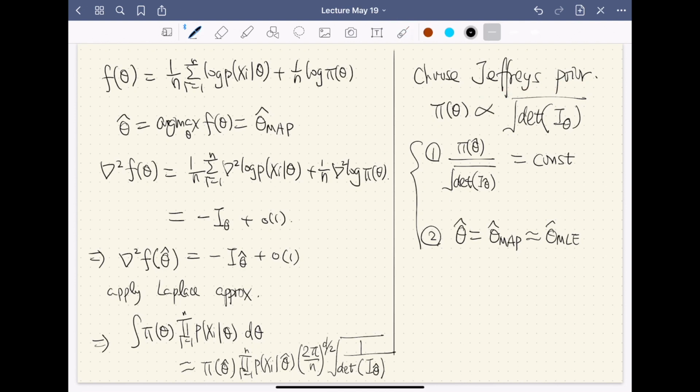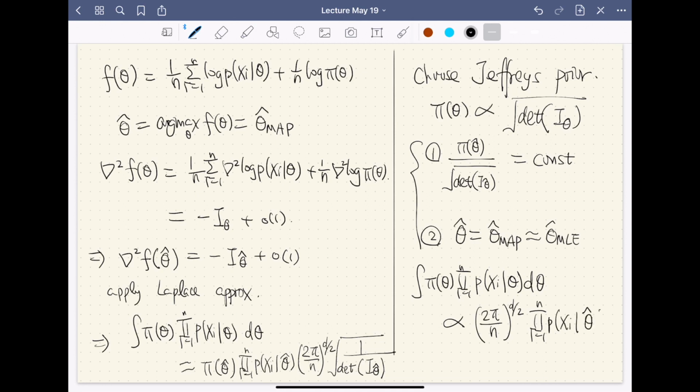Okay? So with these two good properties, we can have the following formula. This integral is approximately proportional to 2 pi over n to the power of d over 2 times the likelihood function, and we can replace theta hat by the maximum likelihood estimator.